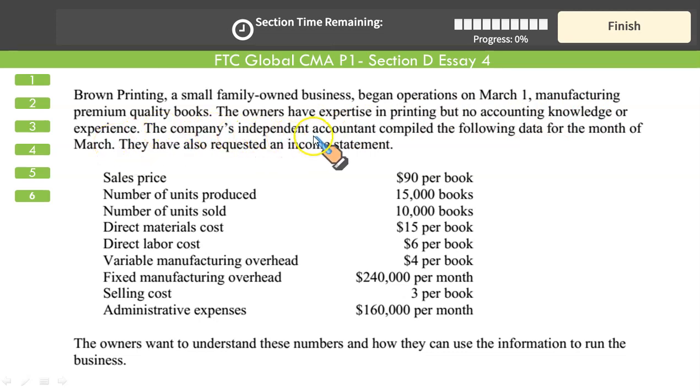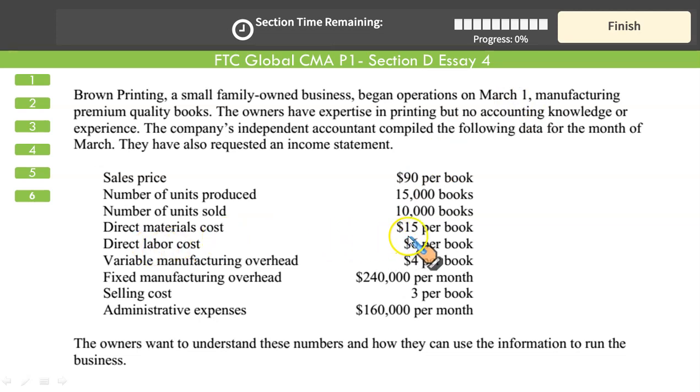The company's independent accountant compiled the following data for the month of March, and they have also requested an income statement. We have selling price per book, 90, number of units produced, number of units sold. We have produced 15,000 but sold only 10,000. So it means we have 5,000 units in the closing stock. And remember, it's just the first year of operations.